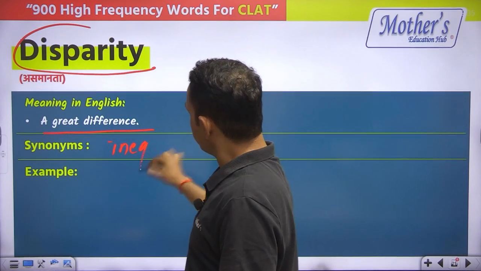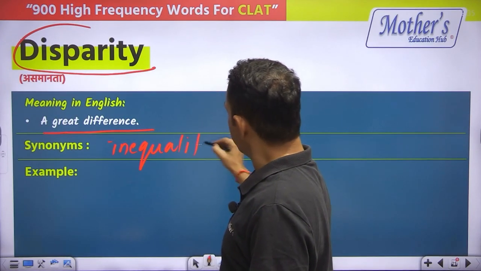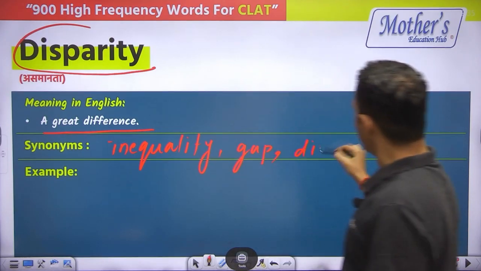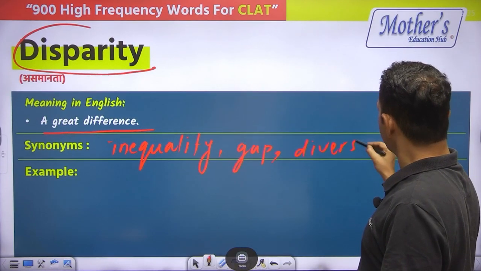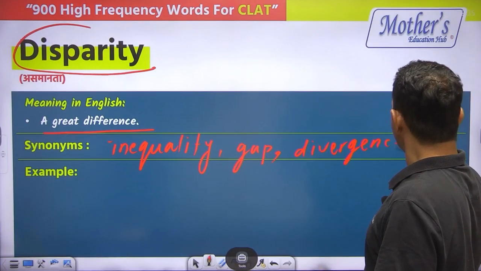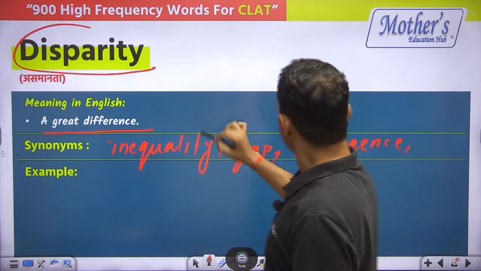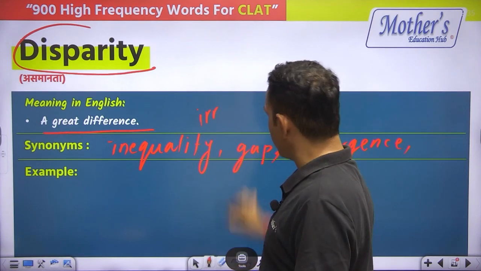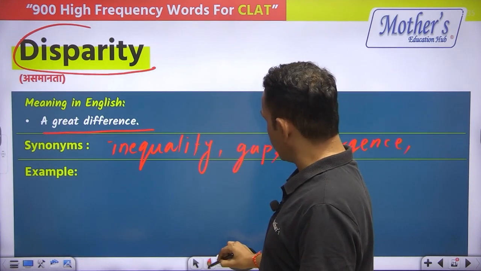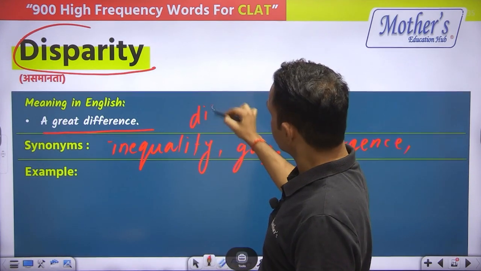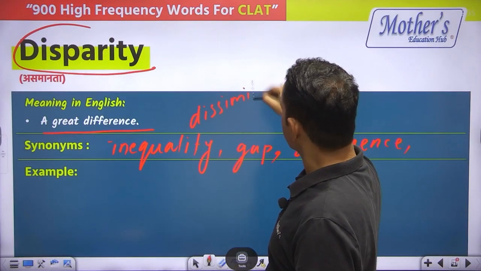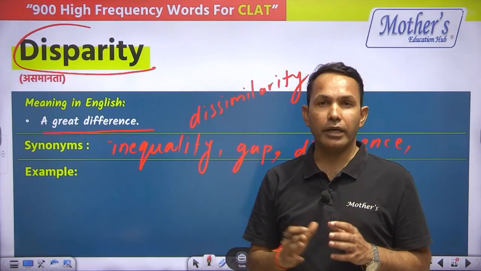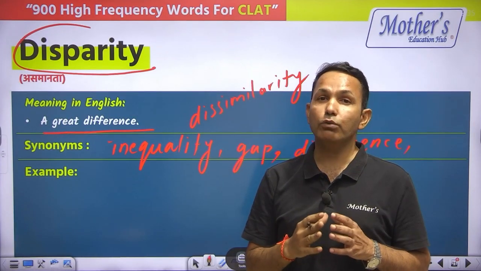Inequality, gap, divergence, irregularity, or dissimilarity. There is a growing disparity between urban and rural incomes.